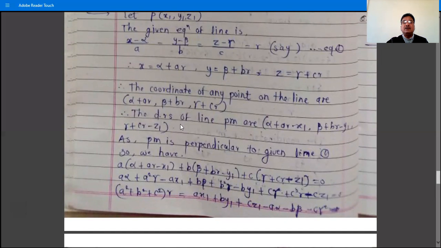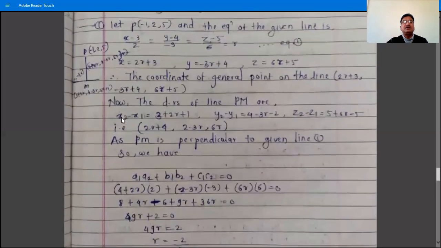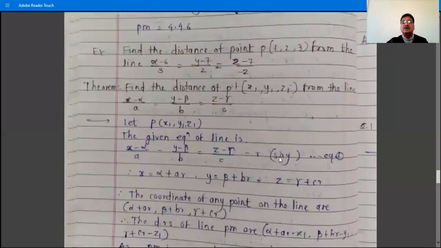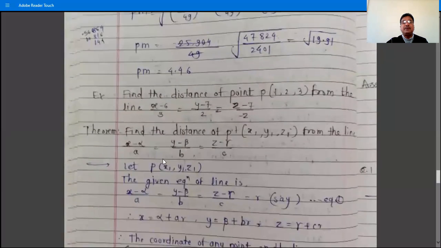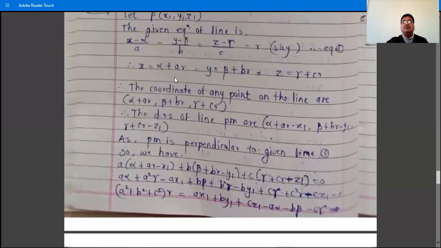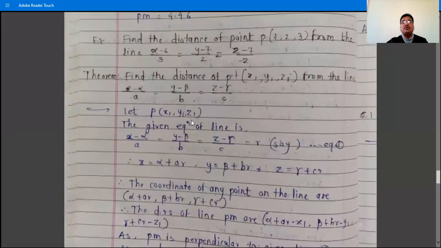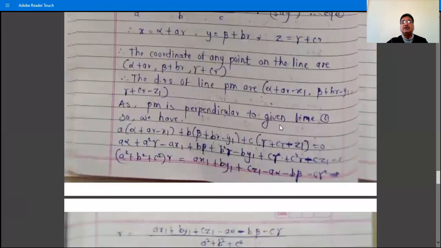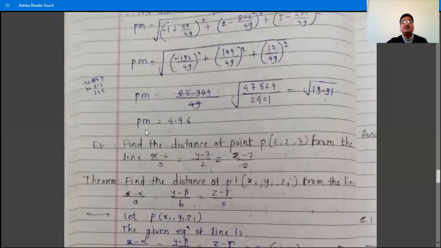Then the direction ratios of line PM follow the same procedure. Draw the figure as in this example. Write the coordinates of P as x1, y1, z1, and suppose M is the foot of the perpendicular. Then the direction ratios of PM are alpha plus aR minus x1, because the coordinates of the point P are x1, y1, z1, then beta plus bR minus y1, and gamma plus cR minus z1.